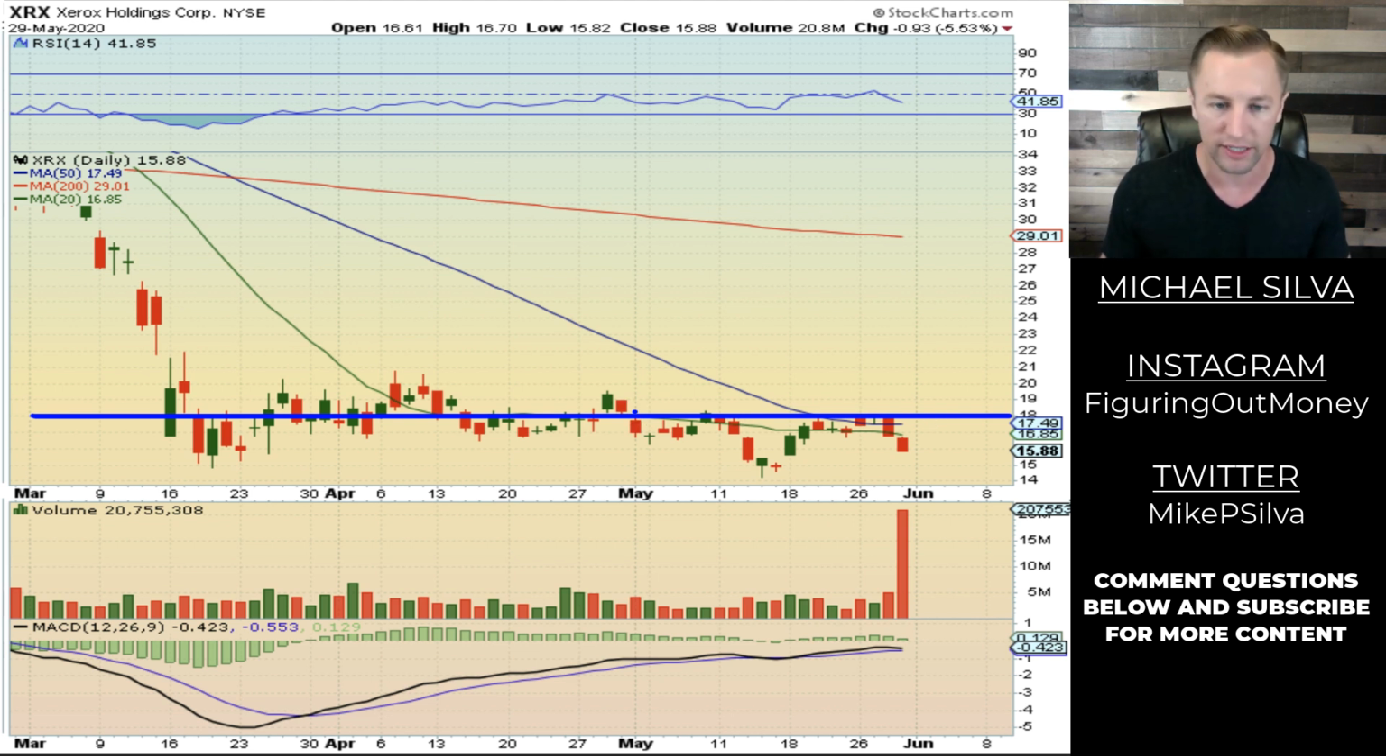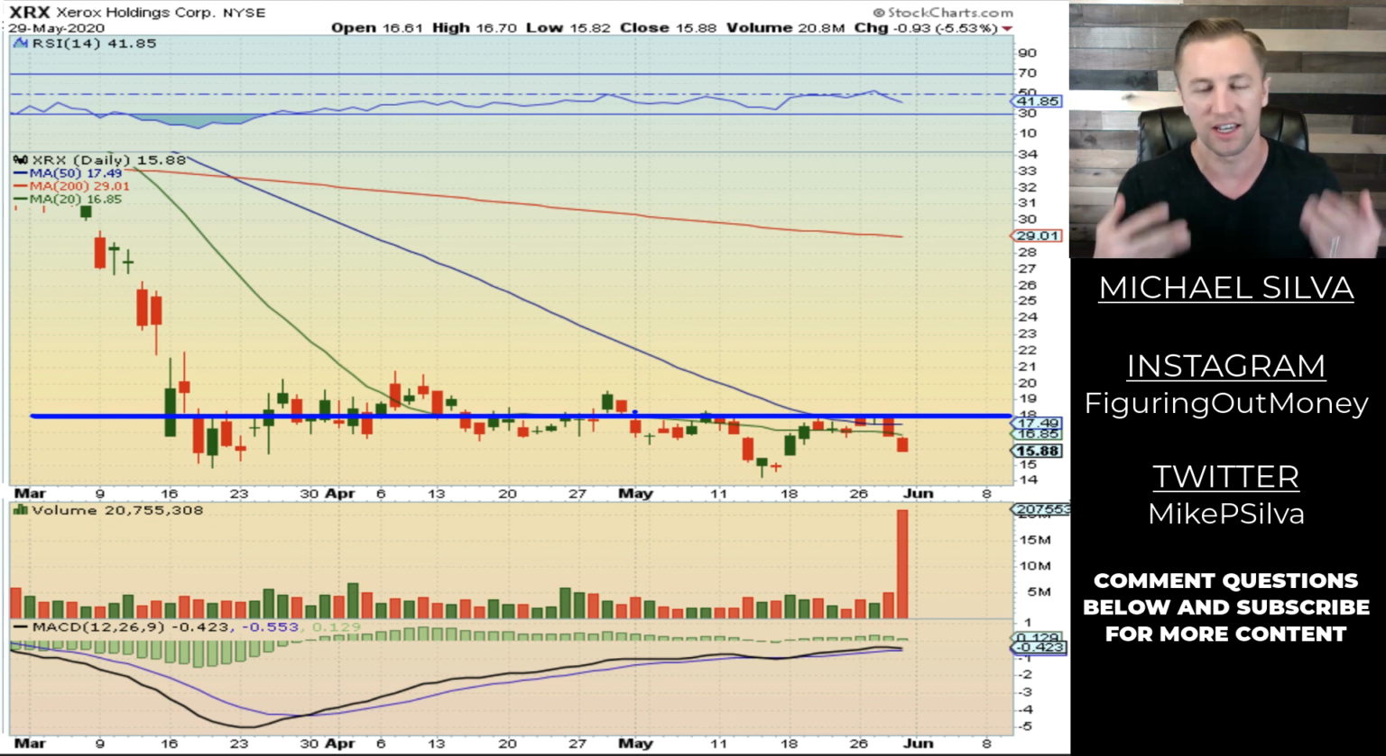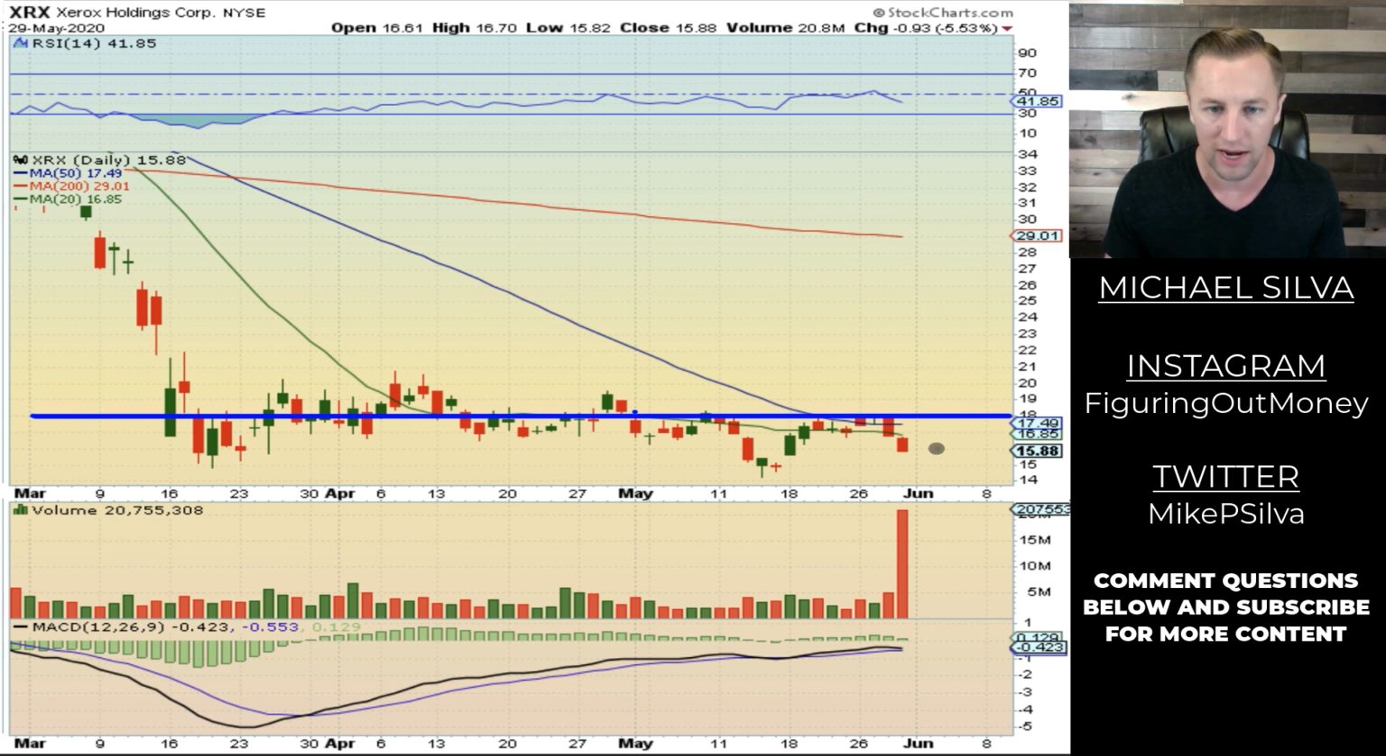Okay, so this $18 level, obviously the stock is having a hard time getting above it. Now, you might be thinking, well, what the heck? It's heading down right now. Yes, it is, but look at that volume, okay?